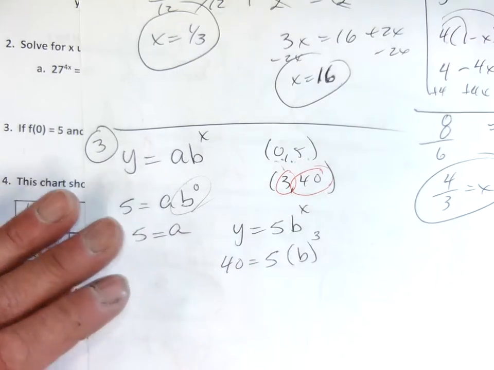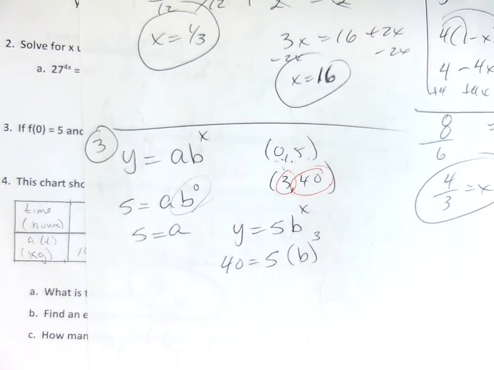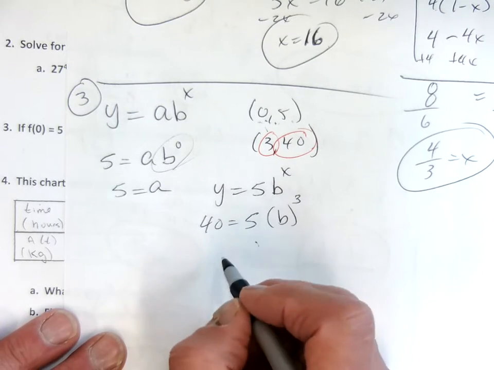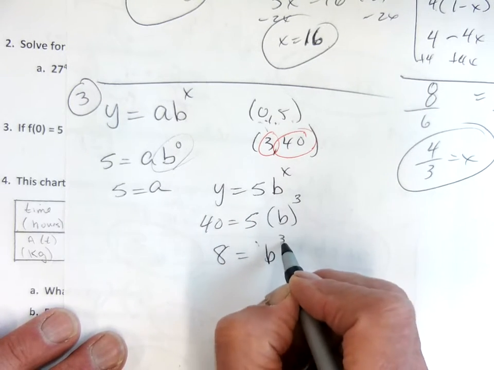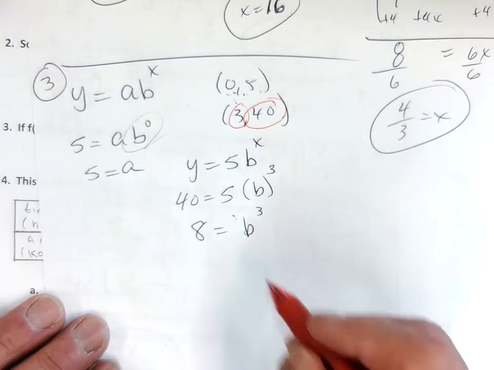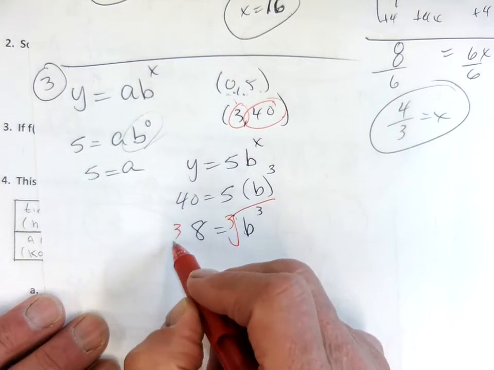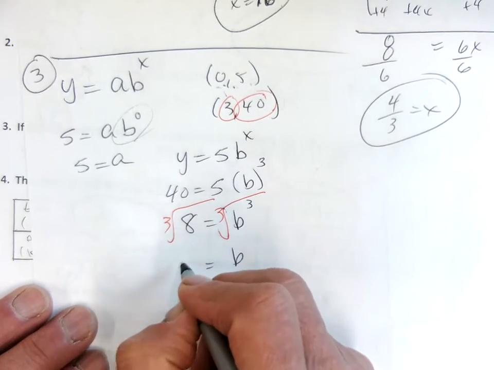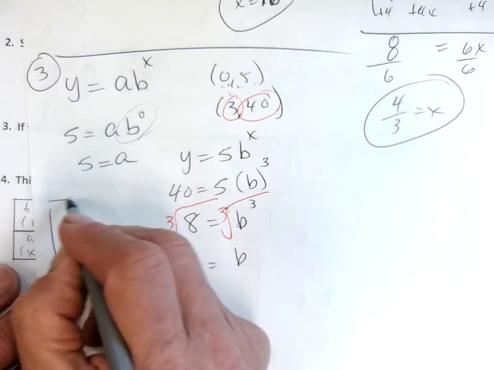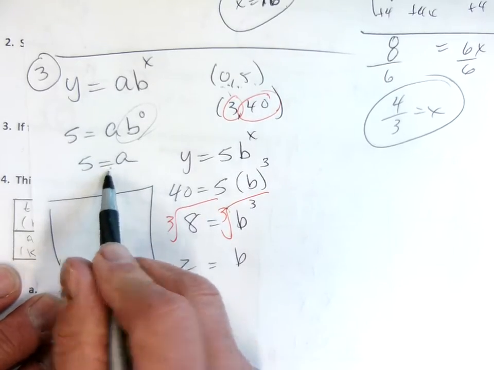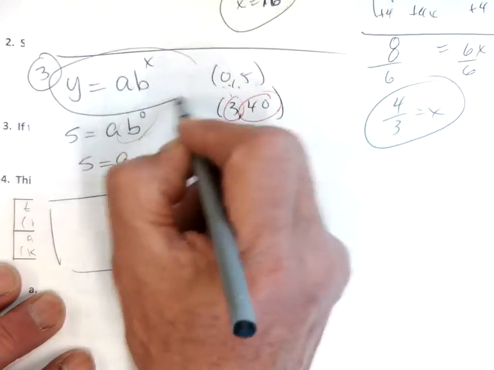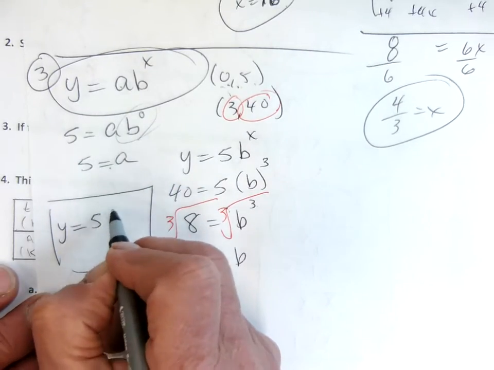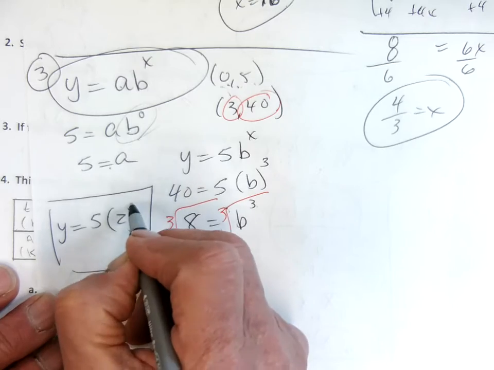3 in for x, right? And let's solve. Okay, that's easy. Divide by 5, divide by 5. Cube root. So the value of b, or the base, is 2. So I have an answer. I know a, I know b. Let's write it like this: y equals 5 times 2 to the x.